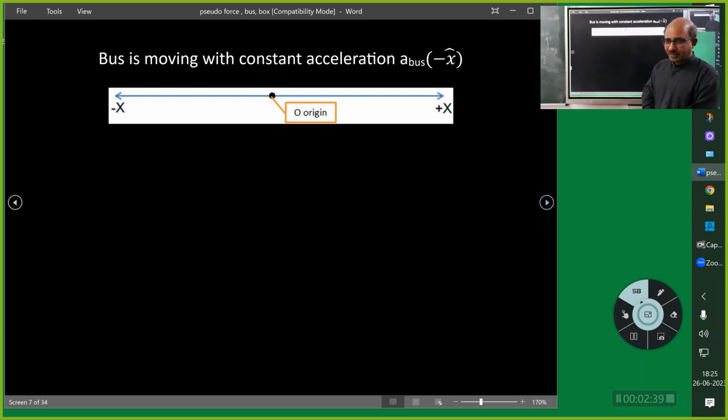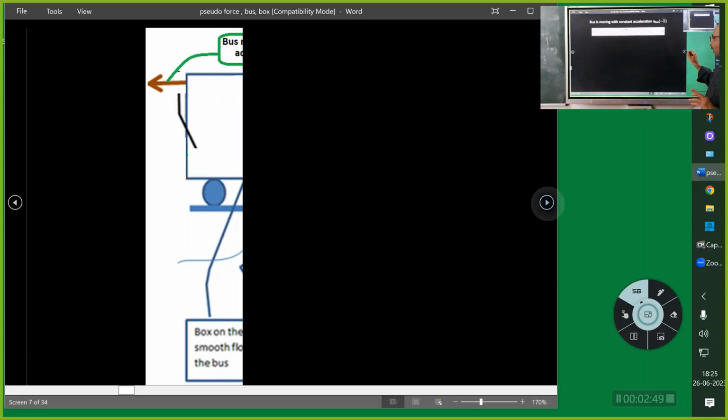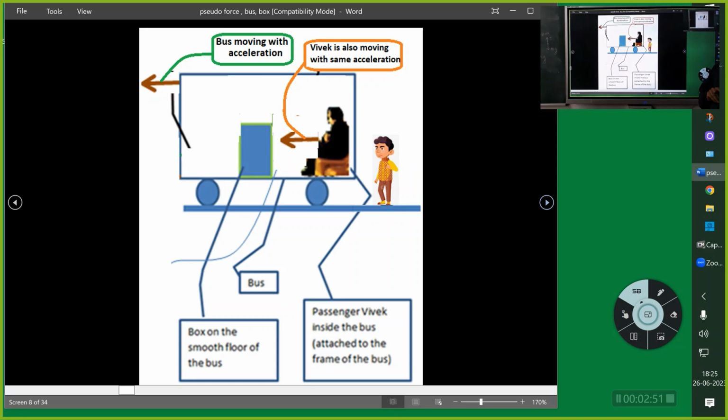I hope you understood the notation here. Yes, sir. Everybody? Yes, sir. Great students. So you are all 8th standard students. You are able to understand this notation. That's wonderful.